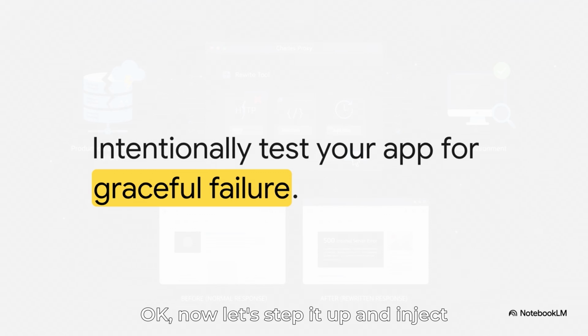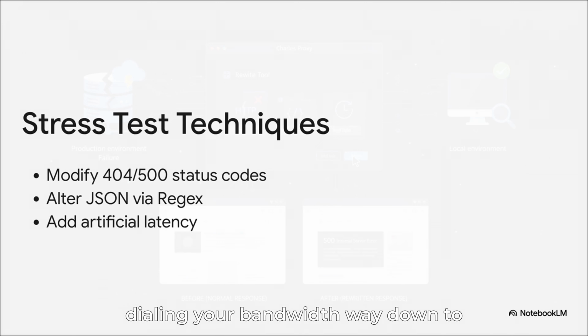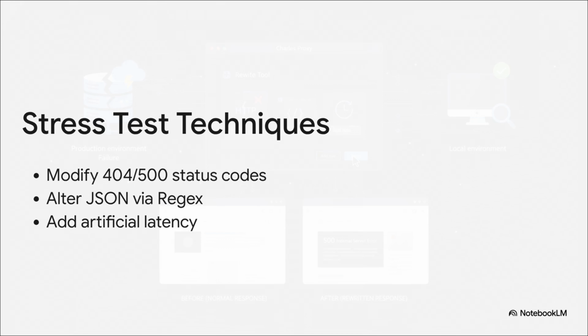Okay, now let's step it up and inject some targeted chaos into the mix, step by step. We need to intentionally test your app for graceful failure. We can actually orchestrate a full stress test using a few different techniques. We just talked about forging status codes like 404s and 500s, but we can also mutate the actual JSON data bodies using regular expressions. And we can even add artificial latency. Charles has this amazing throttling tool that lets you simulate, say, a terrible 2G cellular network, dialing your bandwidth way down to 256 kilobits per second and injecting 300 milliseconds of latency. It is literally the perfect way to test those loading spinners.